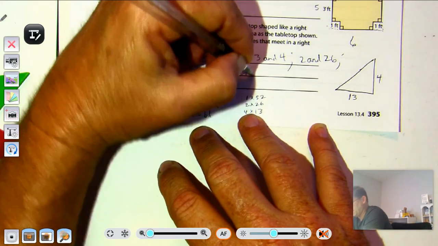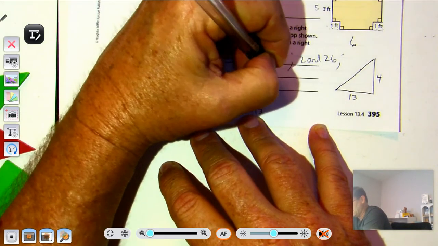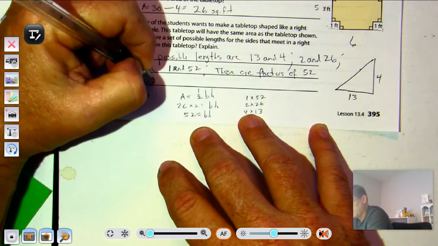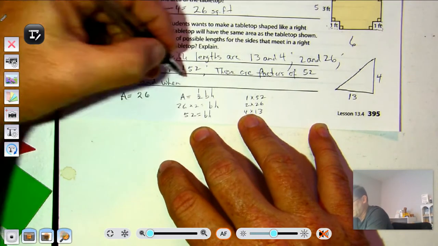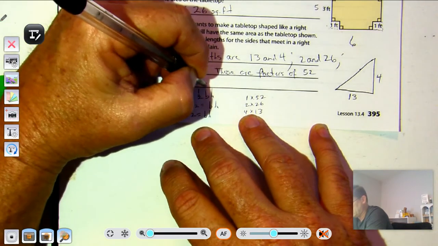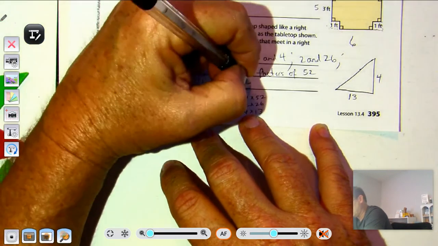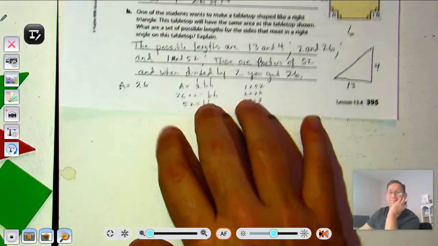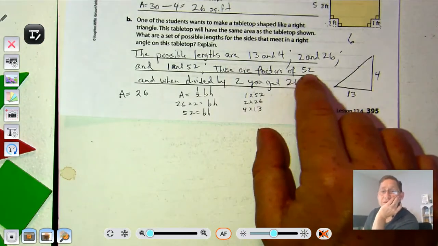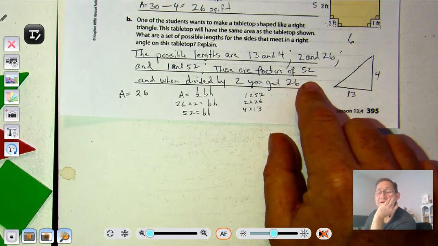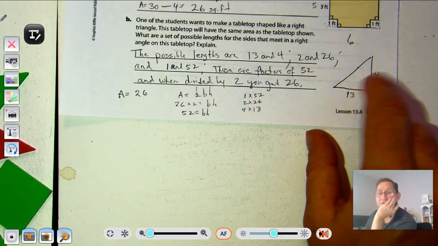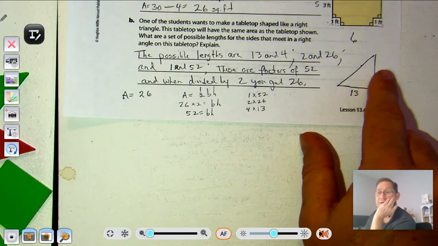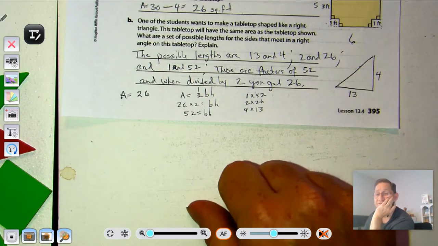Those are factors of 52. And when divided by 2, you get 26. Okay, so what we did was we found the possible factors of 52, like 13 and 4. And we know that if we divide that product, we'll get 26.